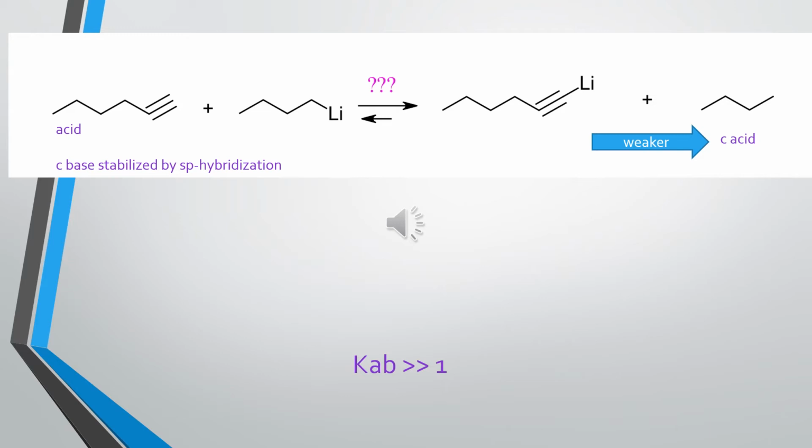Now, it may sound funny calling a hydrocarbon, the terminal alkyne, a strong acid. It's not a strong acid, as you learned in general chemistry. It's still a carbon acid, and it's a very, very weak acid. It's even much weaker than acetic acid. But relative to n-butane, it's a strong acid, and so we go far to the right.